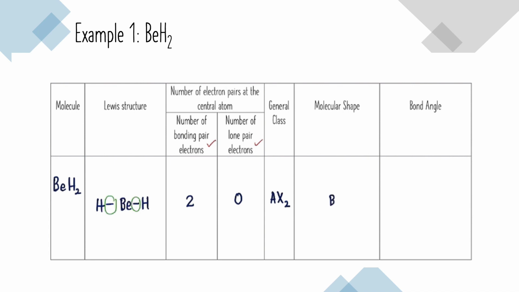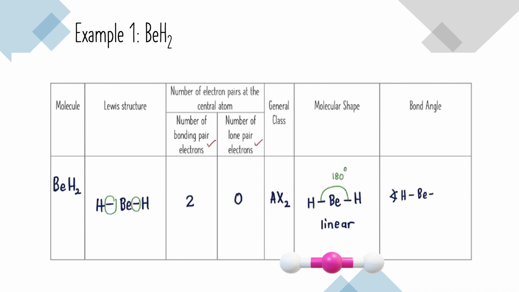For the molecular shape, it would be like this. This is what we call a linear shape. So, for the bond angle, as we can see, this bonding pair electron and this bonding pair electron are at 180 degrees to each other. So, the bond angle of H-Be-H would be 180 degrees.